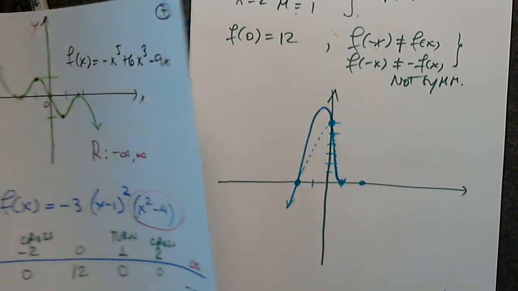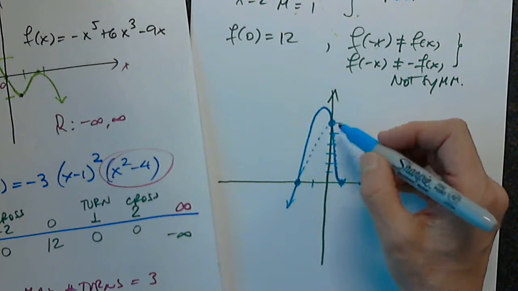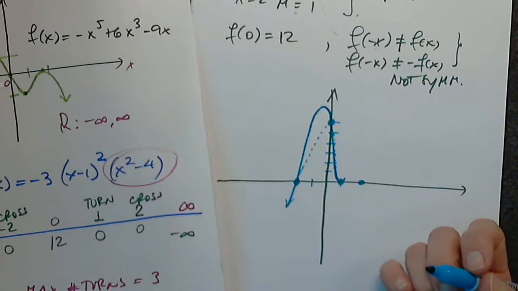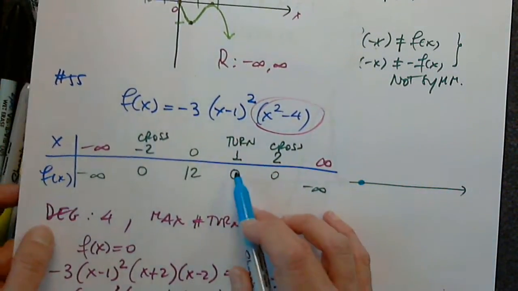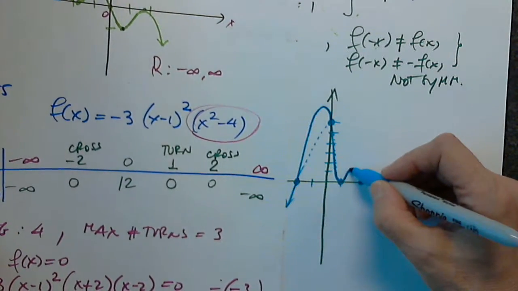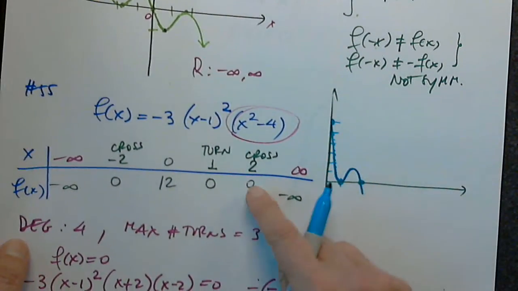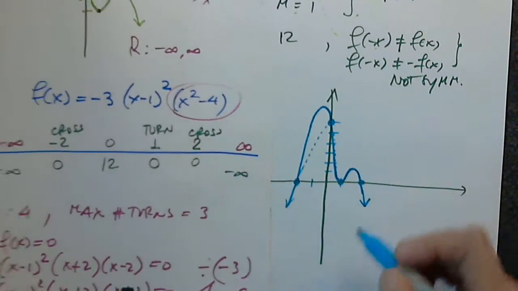And it has a turn at 1. Can it turn here? Yeah, but then I will be twisting my wrist. And I don't think that's the case. We'll see in a moment. And then if it turns here, obviously it has to turn again because it's coming and crossing at 2 and going to negative infinity.